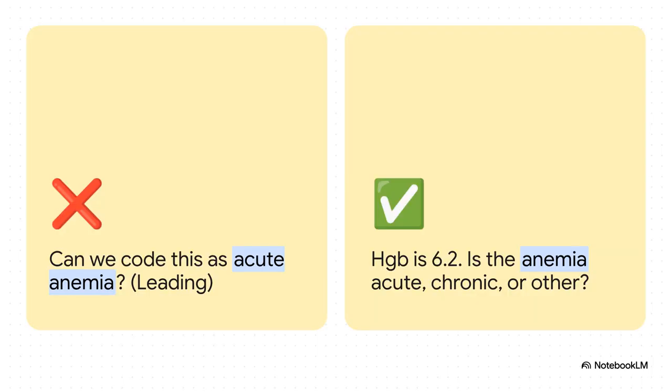Let's think about a real-world compliance danger. A bad leading query might say something like, "Can we code this low hemoglobin as acute blood loss anemia?" That suggests the diagnosis directly and introduces bias. Definitely not allowed. But a compliant, non-leading query relies entirely on objective, open-ended clinical indicators. It sounds more like, "HGB is 6.2 following surgery. Can you clarify if anemia is acute, chronic, or due to another cause?" It's totally evidence-based, and most importantly, it maintains auditability.